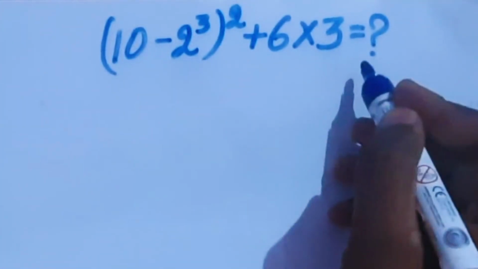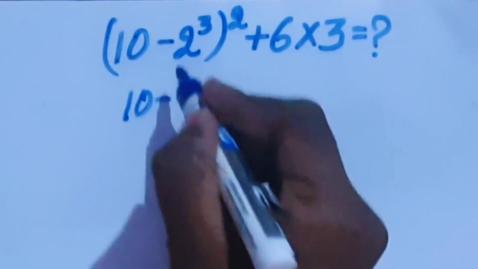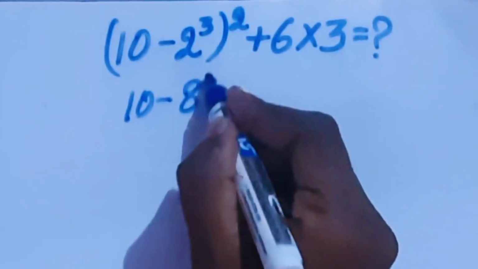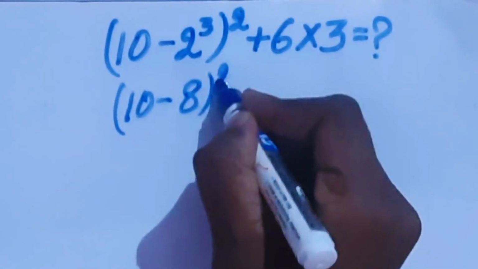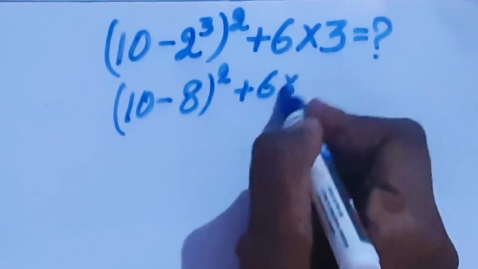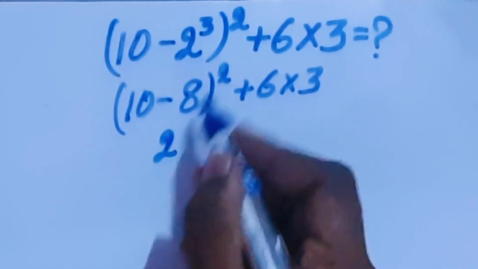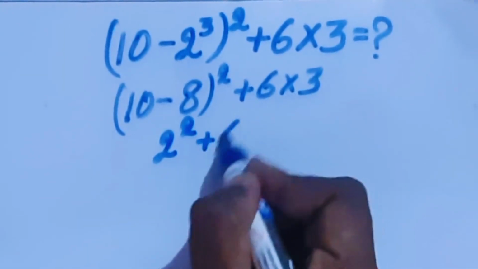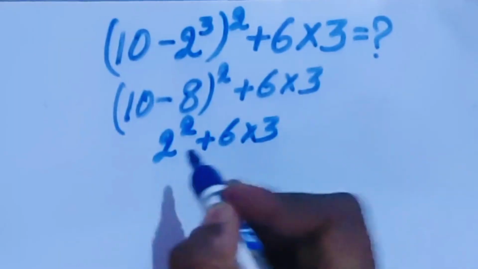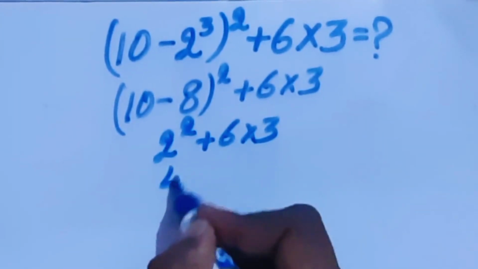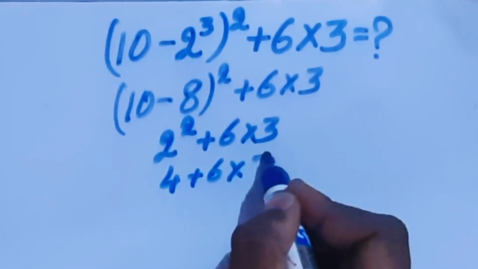I guess most of them get the answer 30 for this problem because they use the wrong order. Now 10 minus 2 power 3 is 8, in bracket, whole power 2 plus 6 times 3. Here 10 minus 8 is 2 to the power of 2 plus 6 times 3. Here 2 power 2 is 4 plus 6 times 3.